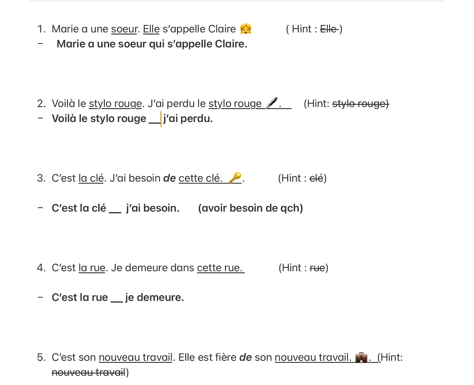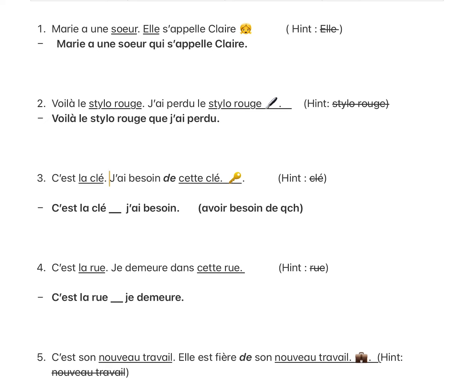So now we need to choose the correct simple relative pronoun. What follows the blank is the subject pronoun je. So in this case, our answer here is que. Voilà le stylo rouge que j'ai perdu. Here is the red pen that I lost.